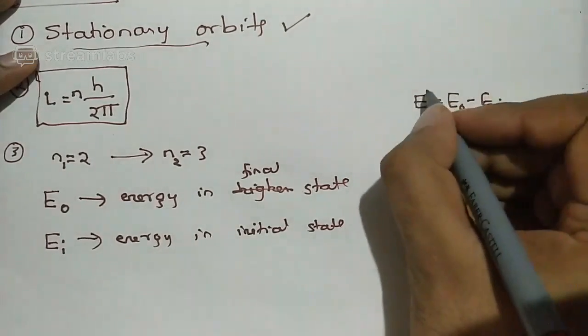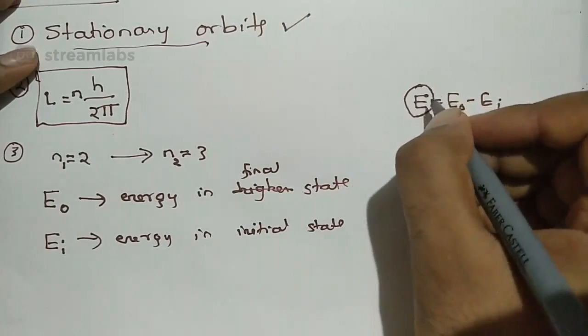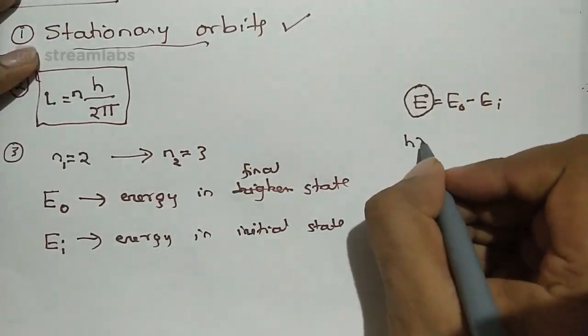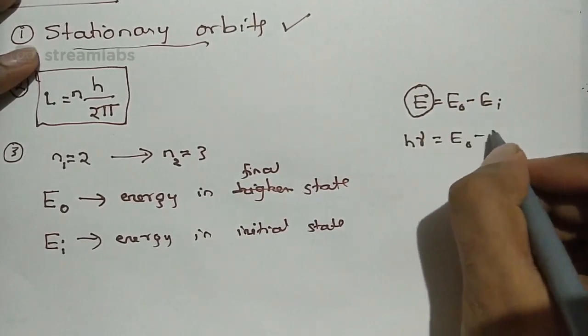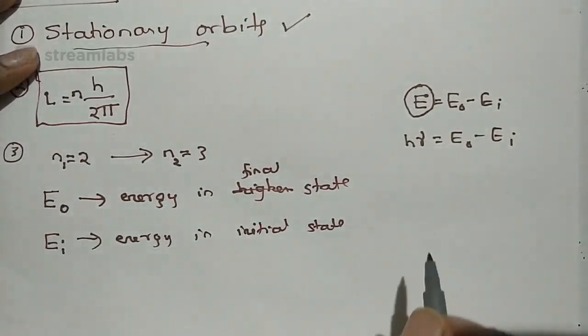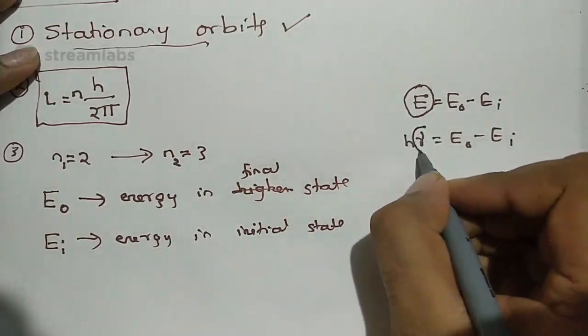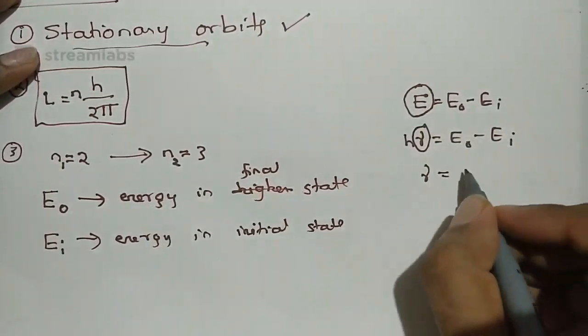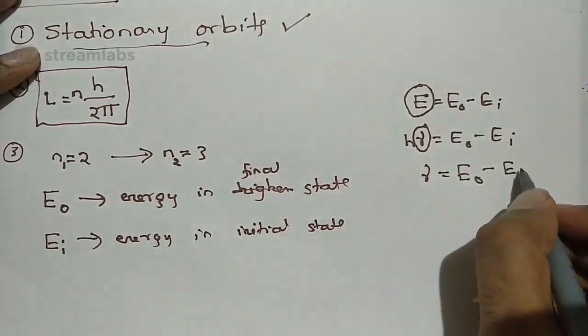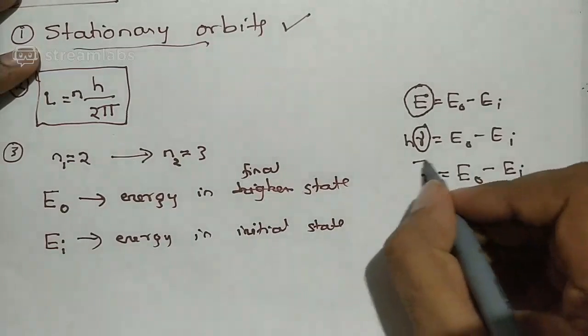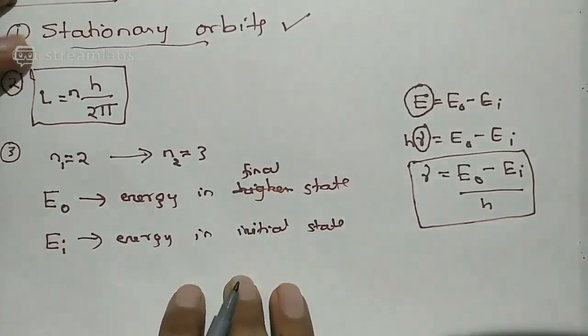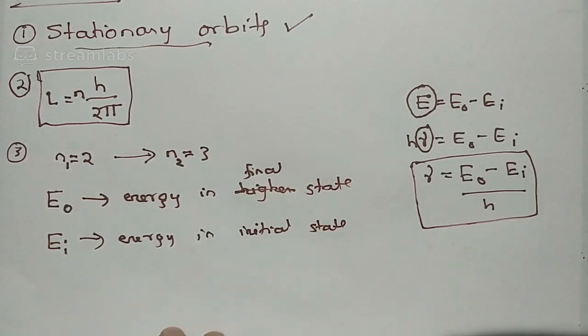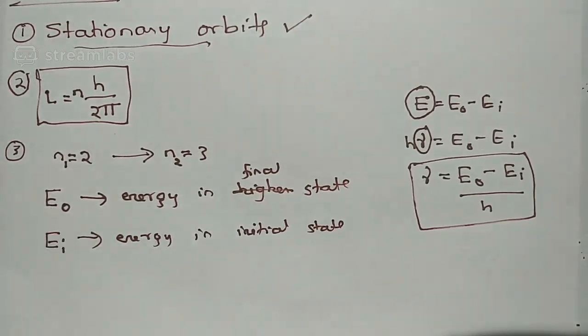Now the question comes, how is this energy emitted? It is in the form of a photon, and the energy of the photon, as you have studied in the previous class, is h nu. So h nu equals E naught minus EI. From this you can also calculate the frequency of the emitted photon. The frequency of the emitted photon is E naught minus EI by h. So this is the third postulate, where E naught is the energy of the final state and EI is the energy of the initial state. You can say this is the outer orbit and this is the inner orbit.